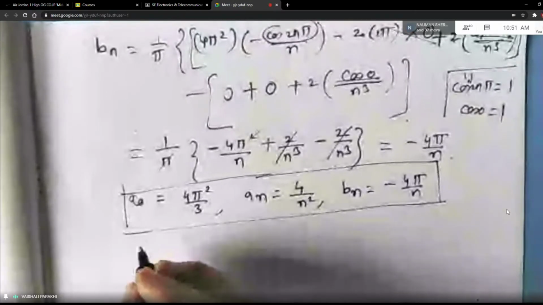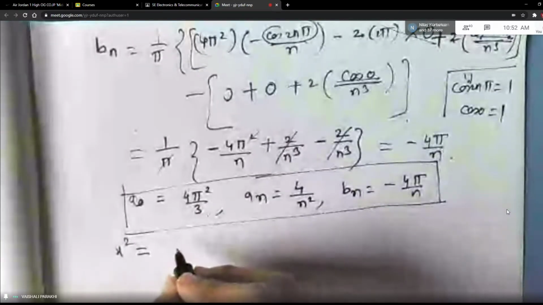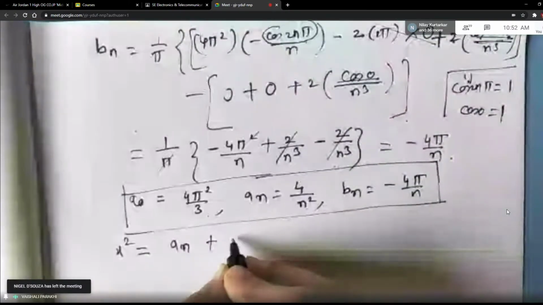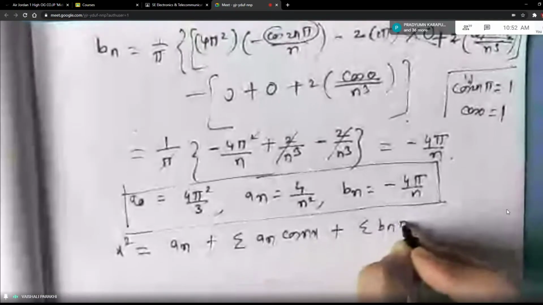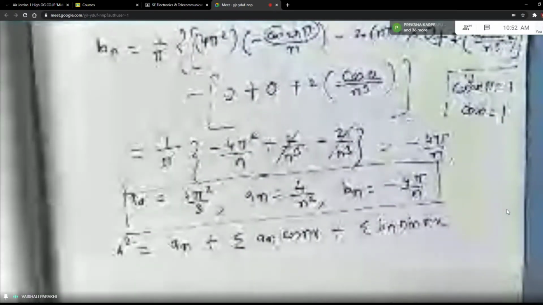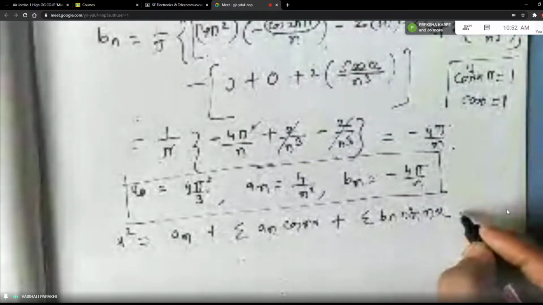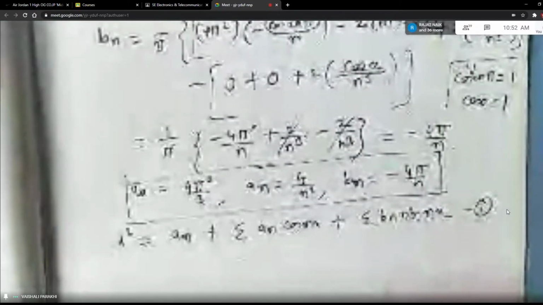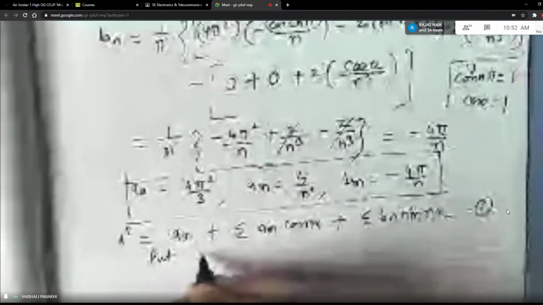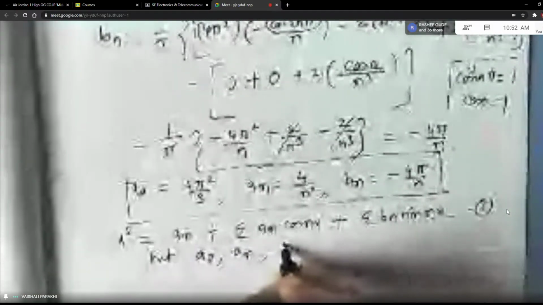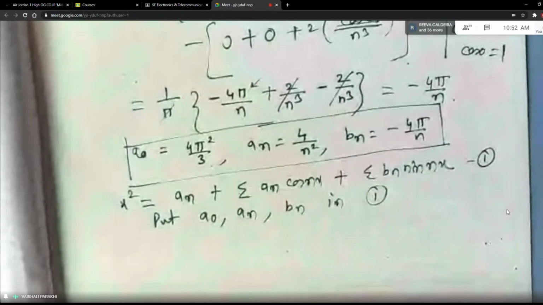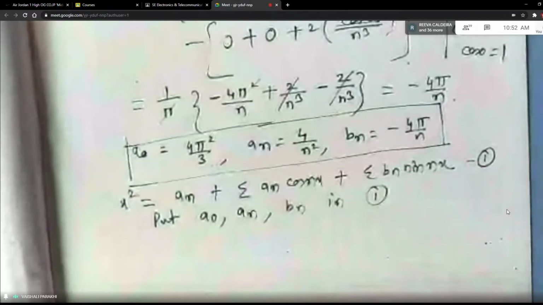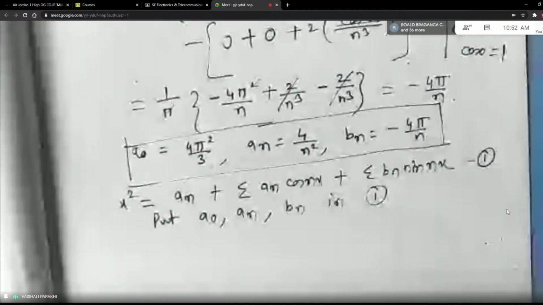And now we'll write our Fourier series. What is the Fourier series? x square is equal to f of x is equal to a naught plus summation an cos nx plus summation bn sin nx, right? This is our Fourier series, and we are given number 1 for this. So we are going to substitute a naught, an and bn in equation 1. Whatever values of a naught, an and bn you got, you are going to substitute in the main Fourier series formula.